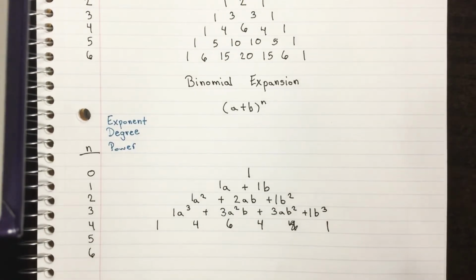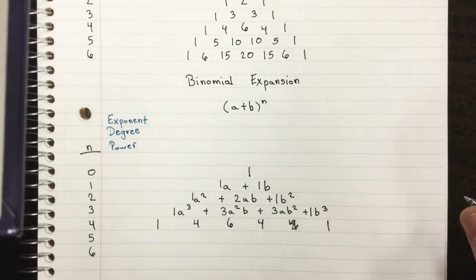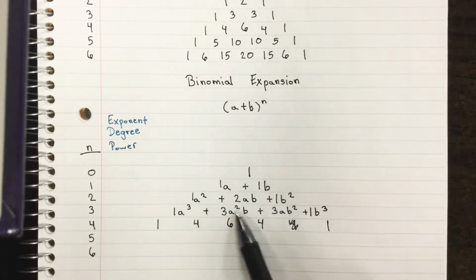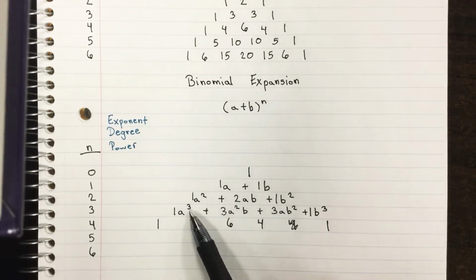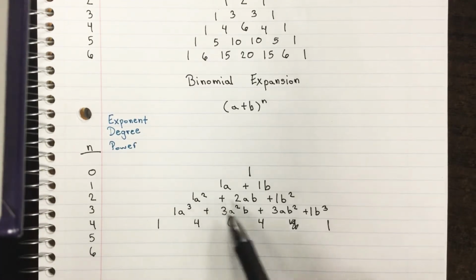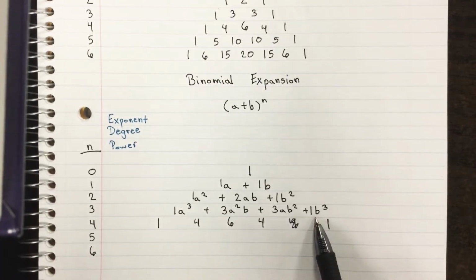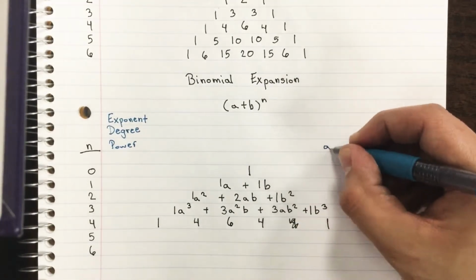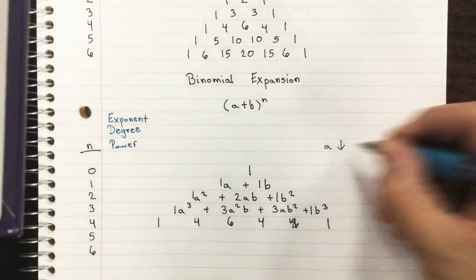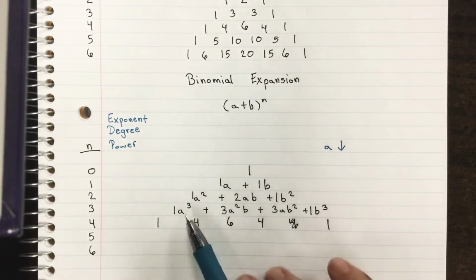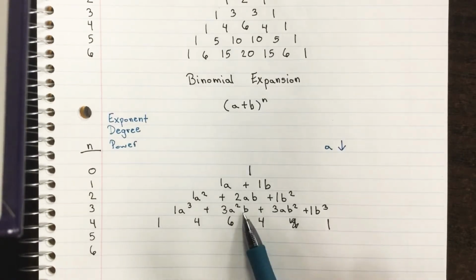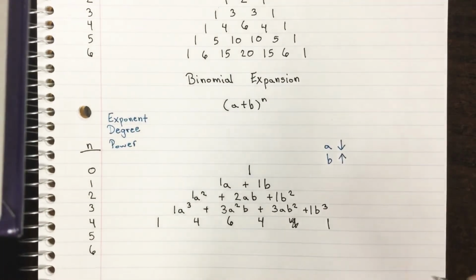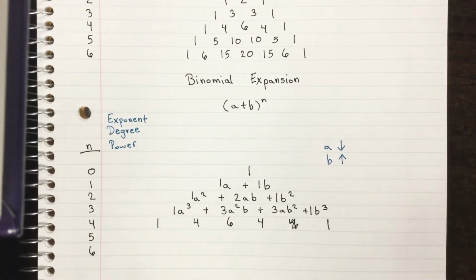So what's going on with my a and b terms? What's happening with the powers? Well, let's see. It's kind of hard to see here until you get to the 3rd one. What is a doing as I'm reading left to right? Well, this is a cubed, a squared, a, and no a. So my a powers are going down. And what are my b powers doing? Well, I don't have a b, then I have b, b squared, and b cubed. So my b powers are going up. They're increasing, right?